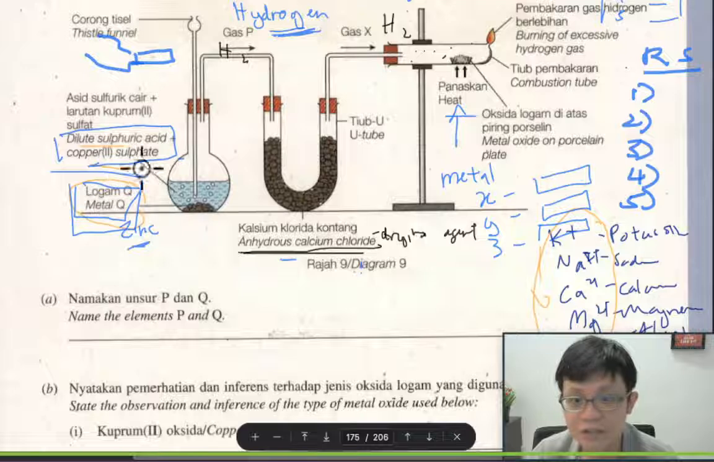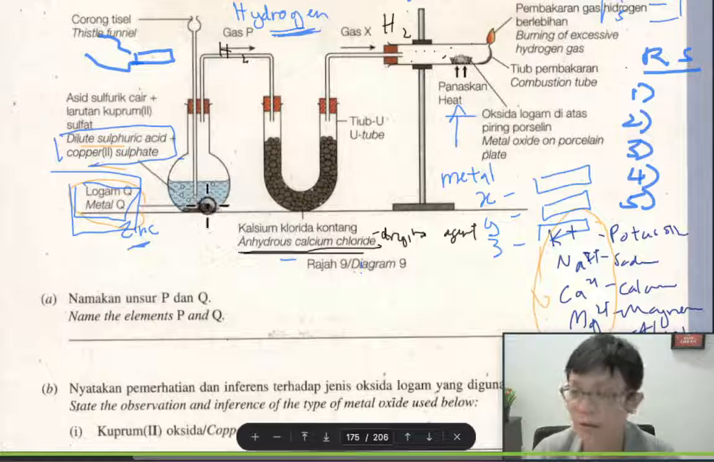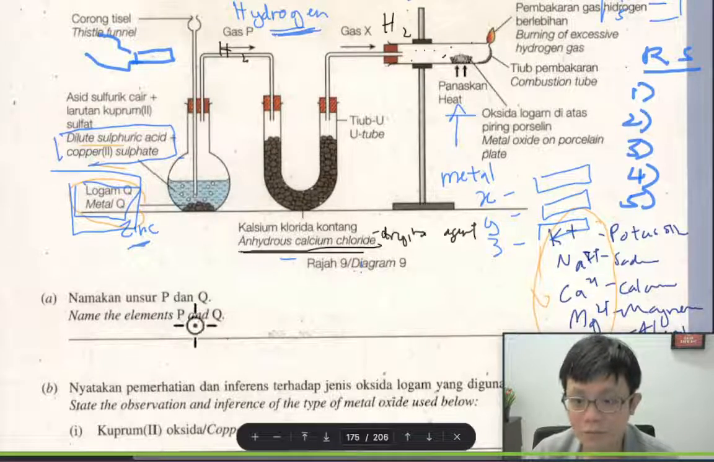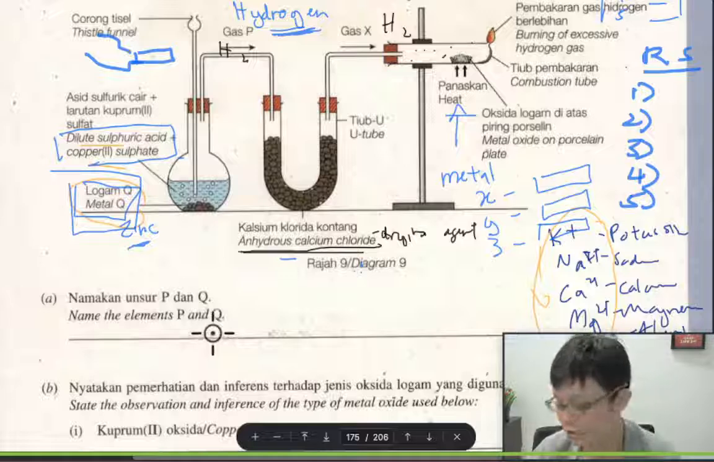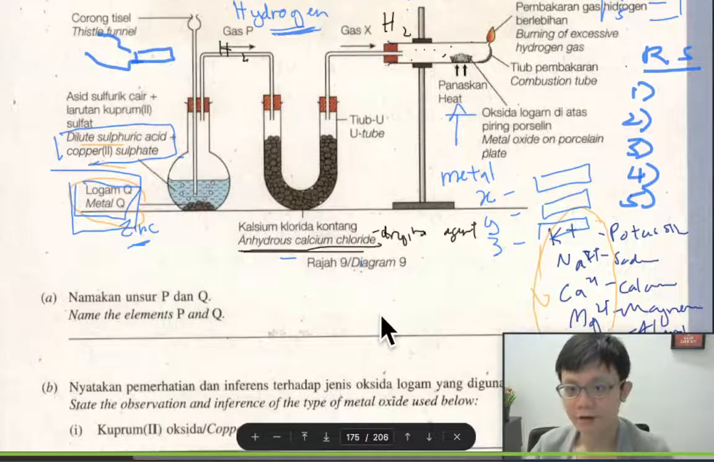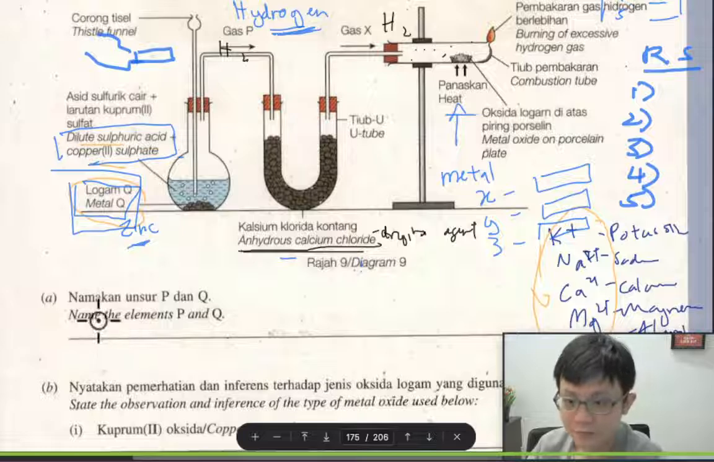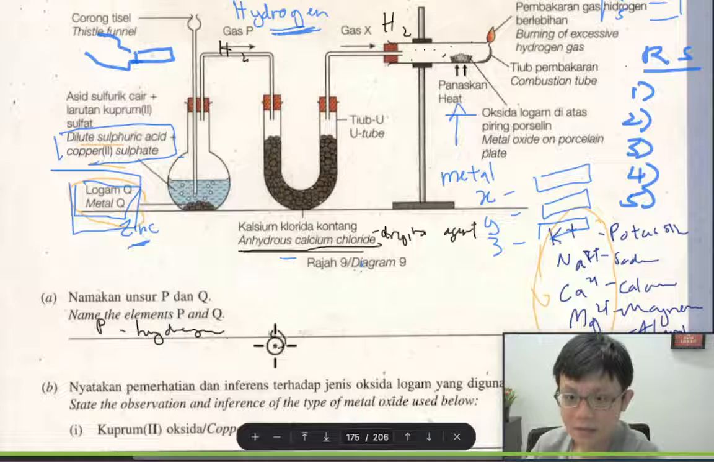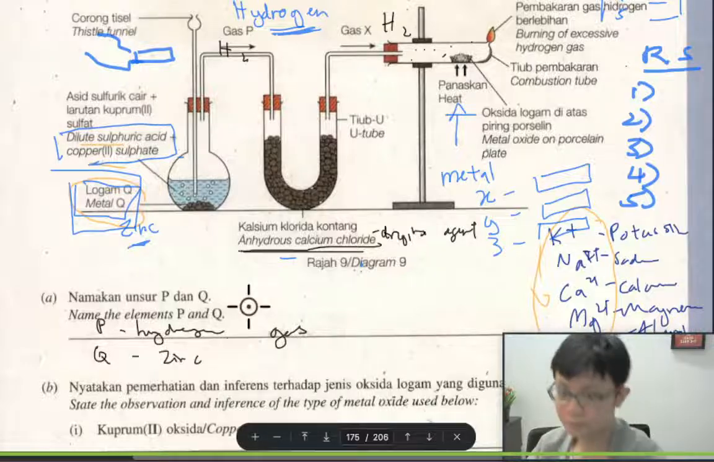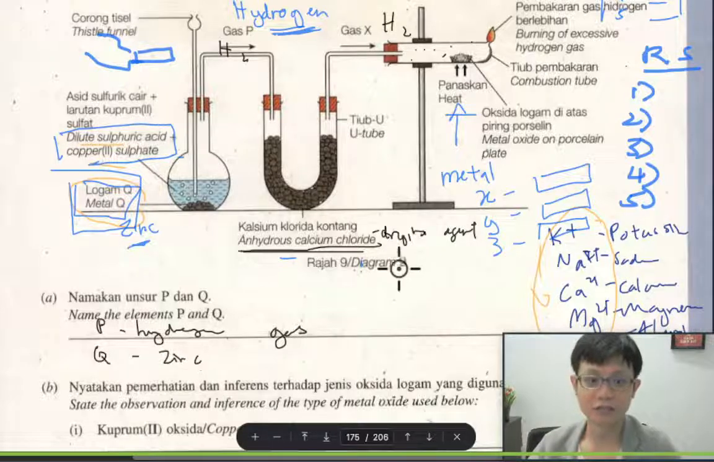When we see this picture, we know what this is. When testing the fire, we also know how it produces hydrogen gas, and so on. Okay, name P and Q. What is P and what is Q? Very good. P is hydrogen gas and Q is zinc.